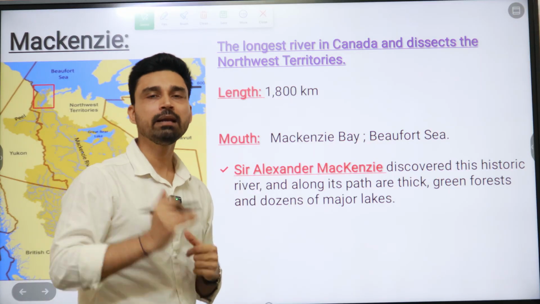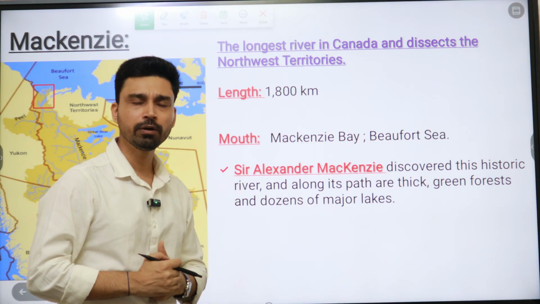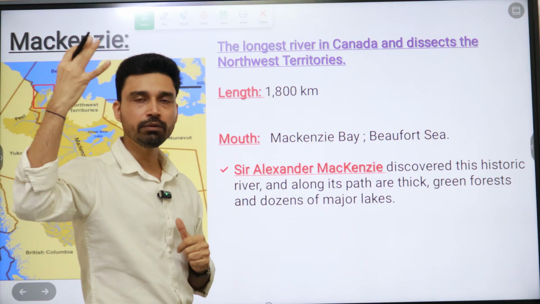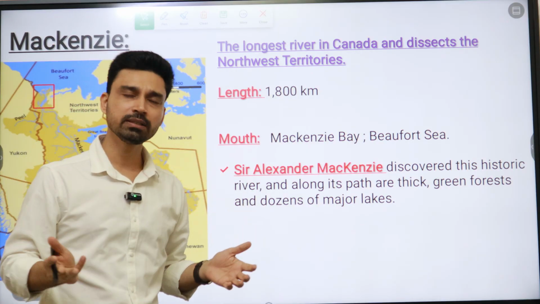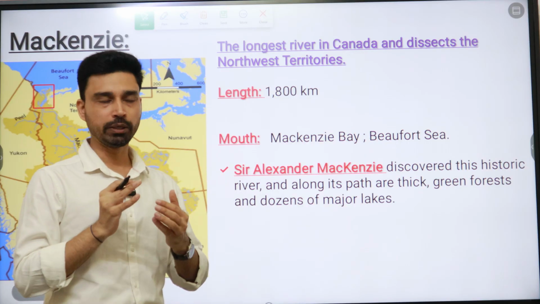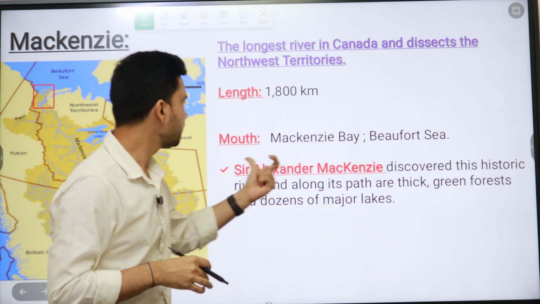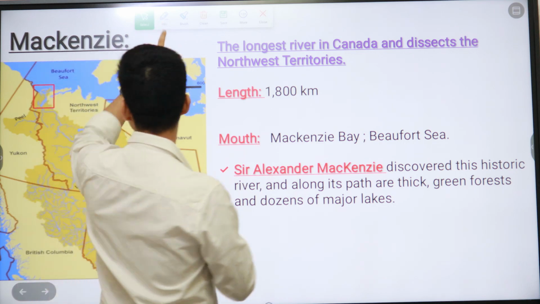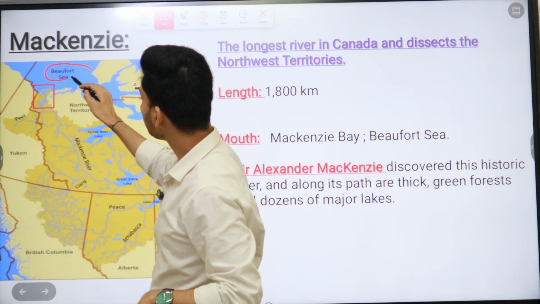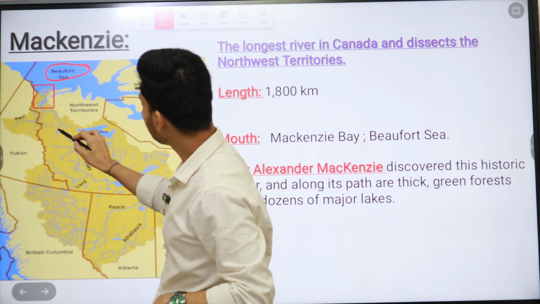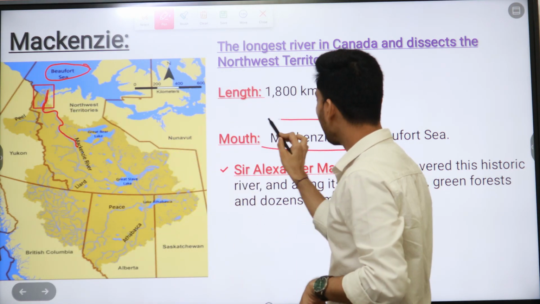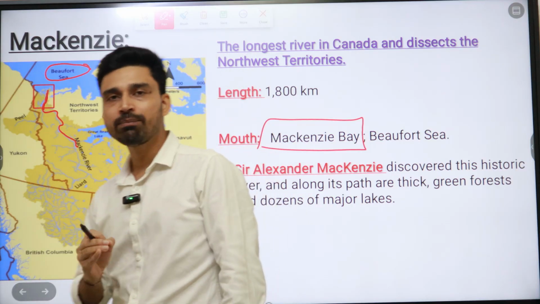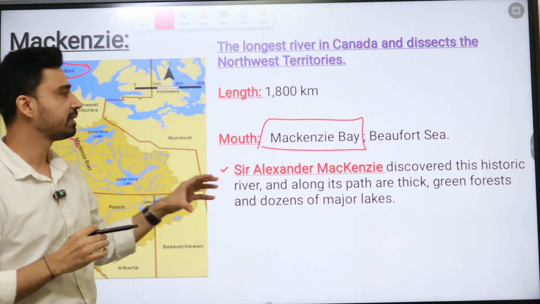Head and mouth are terms that we use with reference to a river. Head refers to the origin point of the river, while mouth refers to the place where the river drains out in the sea, forming a delta or estuary. Now, Mackenzie Bay is part of the Beaufort Sea, as you can see from the map here. This is the Beaufort Sea, and here the Mackenzie River is finally draining out near the place called Bay of Mackenzie. The river was named after a geographer called Sir Alexander Mackenzie.